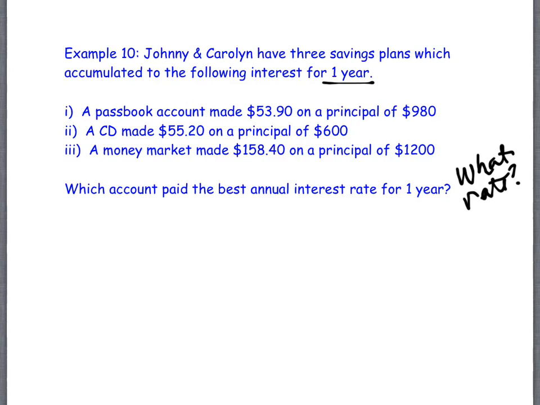What we can actually do is figure out how much they made on what value to figure out their percent rate. So let me show you the first one, and then you guys can walk me through the second one. So for the first one, they made $53.90. They started out with $980. And what we're going to do, just like we did last time, is figure out what interest rate that is out of 100%. Remember setting up these proportions last time? Yeah? Okay.